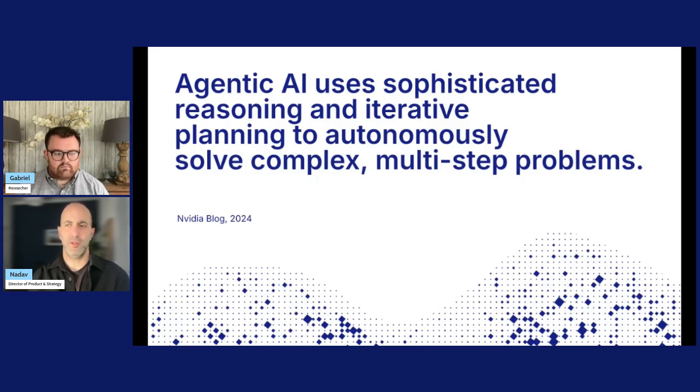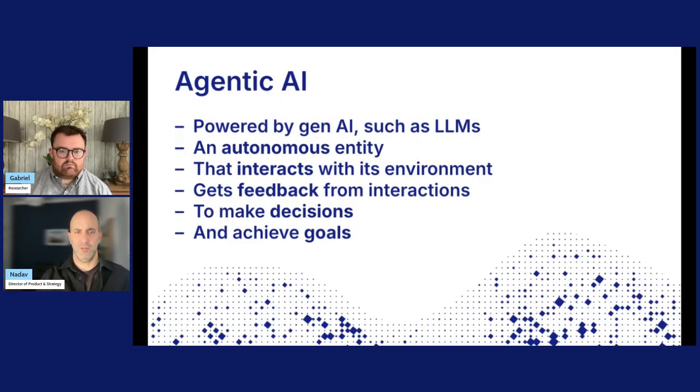It's taken from the NVIDIA blog. They add a bit more depth on that previous definition. They see agentic AI as systems that use sophisticated reasoning and iterative planning to, again, autonomously solve complex and multi-step problems. So looking across these 2 definitions, I want to really call out a few elements of agentic systems.